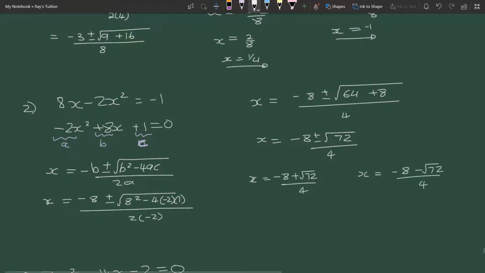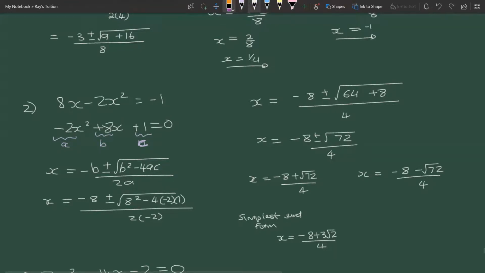Now, what you would want to do is carefully read your instructions as to what form they want the answer in. There are different ones. Sometimes they would like you to give it in simplest surd form. That's just simplifying the surd over there. So for example, root 72 is 6 root 2.